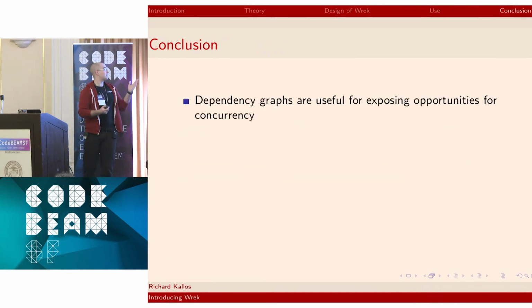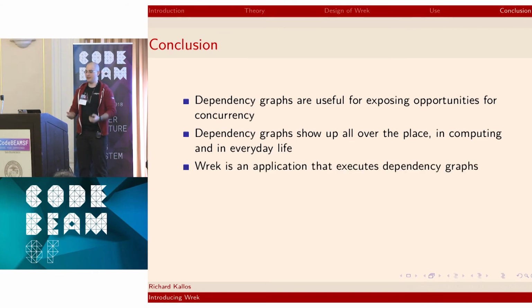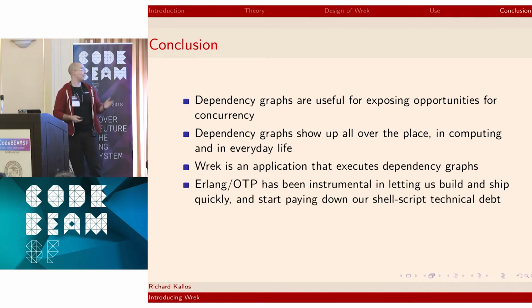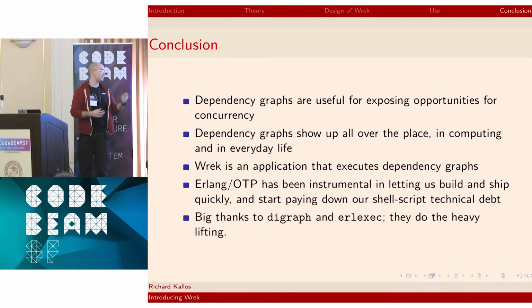So dependency graphs are useful for exposing opportunities for concurrency. They show up all over the place, not only in computing. They're all around us in everyday life. Wrek is an application that executes dependency graphs only in computing, not in your everyday life, unless you like it that way. And Erlang OTP has been really, really helpful in letting us ship quickly and start paying down our technical debt imposed by our shell scripts. And I'm deeply grateful for the digraph module in the Erlang standard library, as well as erlexec by Sergey Aleynikov. They really do the heavy lifting in Wrek.